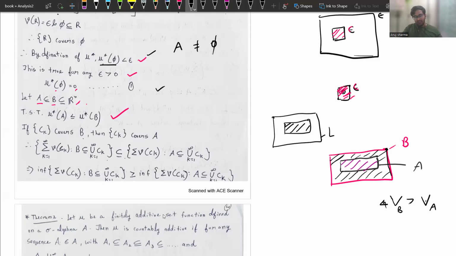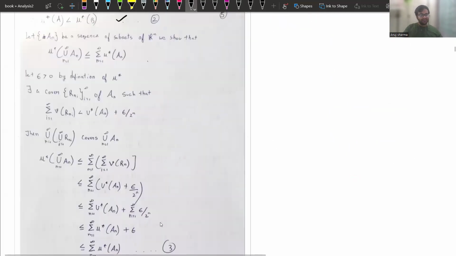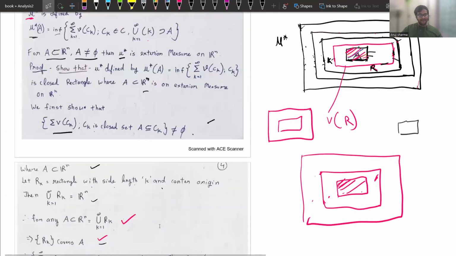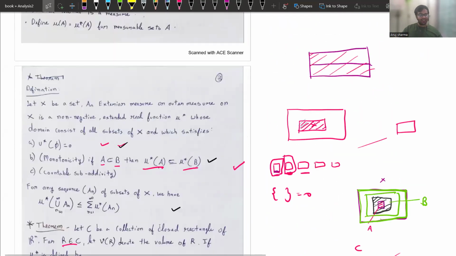And the measure means if you're covering this with a gift wrapper, it will always be smaller than the gift wrapper required to cover the larger rectangle. That's it. Correct? And yes, so we proved the second part as well. That is monotonicity. What does monotonicity say? Measure of A is less than or equal to measure of B, when A is a subset of B.